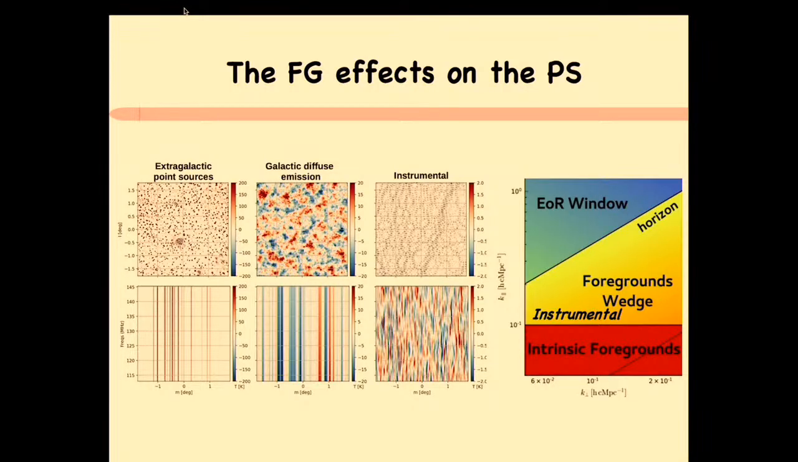But because your instrument responds differently to different frequencies, it has this structure. It's called the horizon. And the foregrounds are sitting here. So great. If you have this understanding, you look here. That's your EOR window. You have the signal. You just pick it up, and we go home.